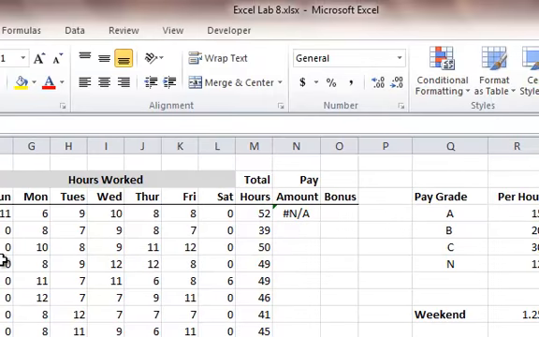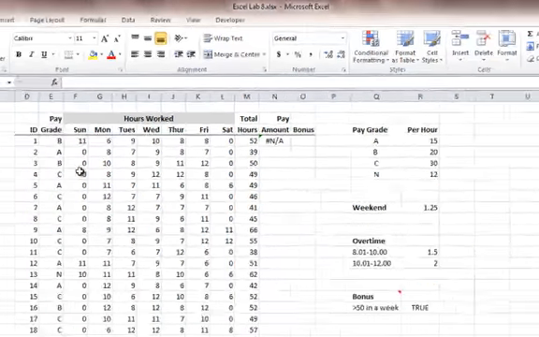If something's true, do this. If it's not true, do that. Right? And so we've got a standard business problem here. We have a bunch of workers for us. They've worked on various days of the week. They submitted their number of hours that they worked, and we need to calculate how much money they received or earned for that week. Now, there's some rules to go with this.